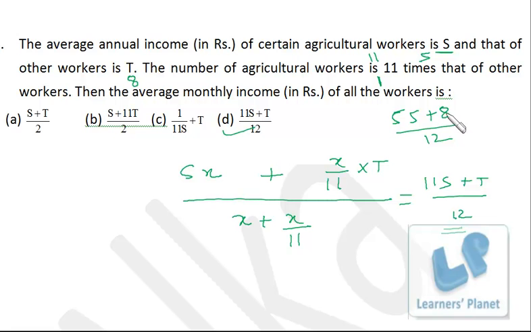Okay, so that is 55 plus 8 by 12. So if you match, you'll be getting 11S plus T by 12. Okay, don't calculate actually, but you can match it easily.